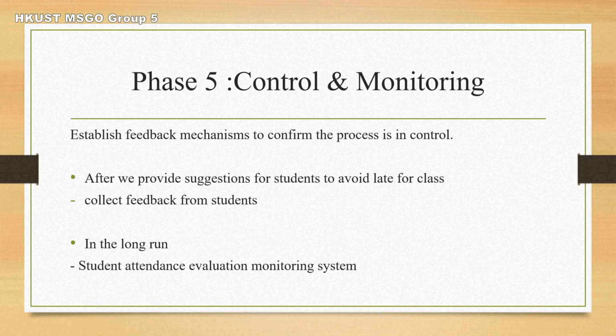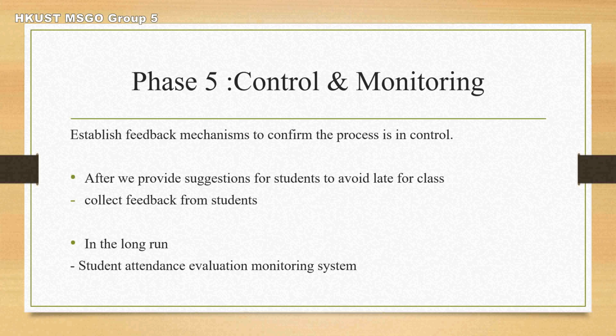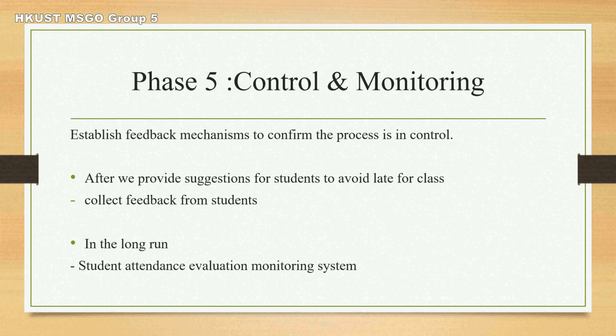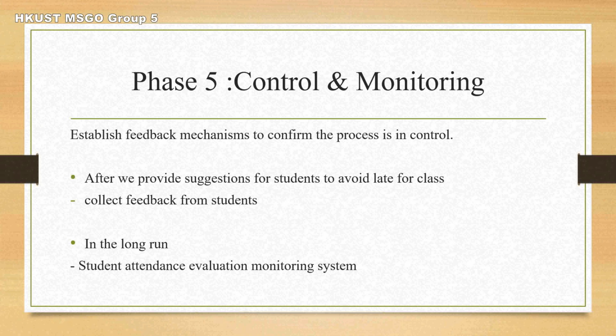Lastly, we come to the control and monitoring phase. We establish feedback mechanisms to confirm the process is in control. If our suggestions work out, it means that the time spared out for shuttling and the exchange number on the way really matters. If not, we will evaluate the process again to find out if there are other factors omitted or we made false assumptions.